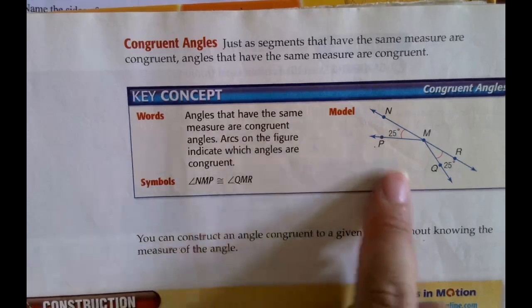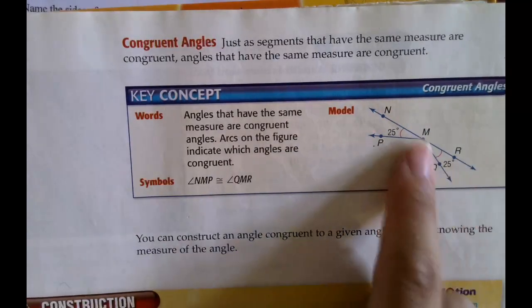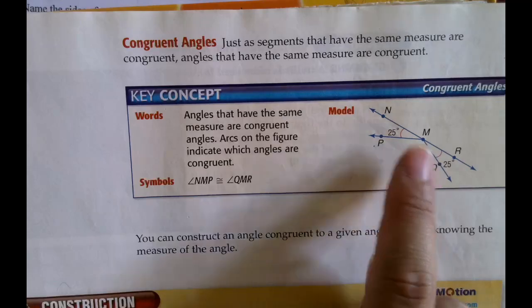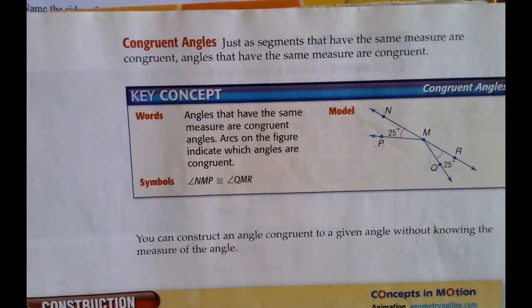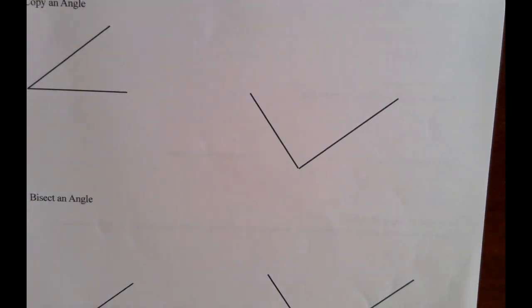So as you can see, angle NMP has this one arc here, and angle RMQ has that one arc. Those arcs indicate that they are congruent with each other. Okay. So with that, we are moving on to our last example before we get to our bonus constructions, and that is example 3.